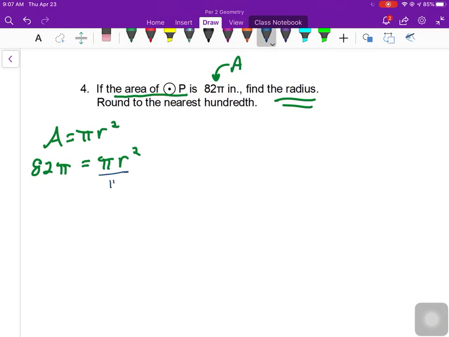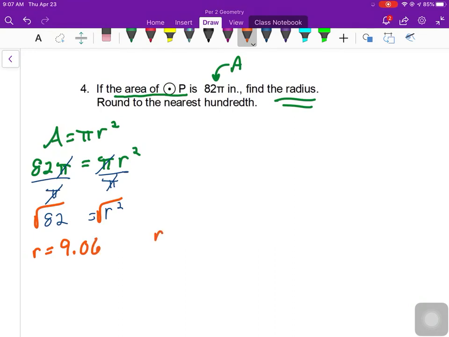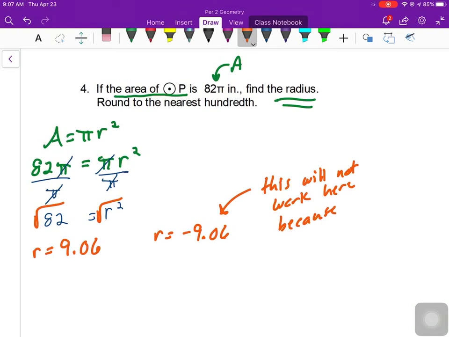Well, our first step is going to be to divide by pi on both sides. The pi's will cancel, and we'll have r squared equals 82. You learned how to solve these back in Algebra 1. It's called solving using square roots. We would take the square root of both sides. When you take the square root of 82, you get two possible answers: r equals positive 9.06 or r equals negative 9.06. Now, this will not work in this problem, the negative one, because radius has to be positive.